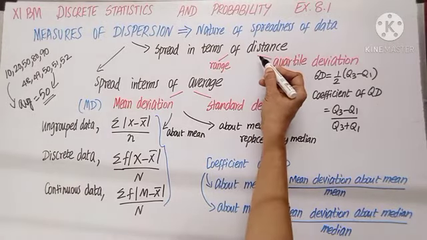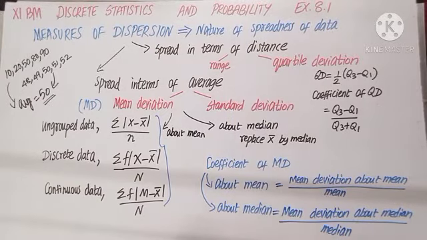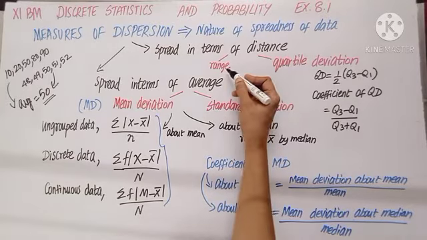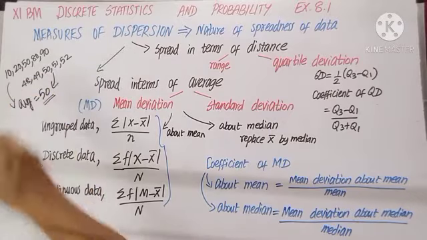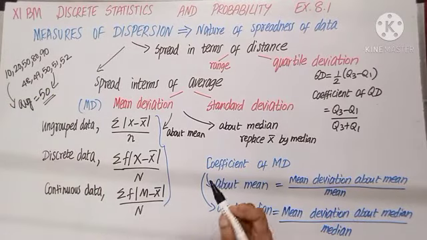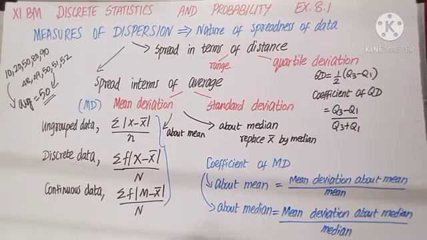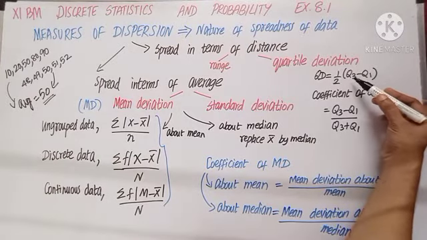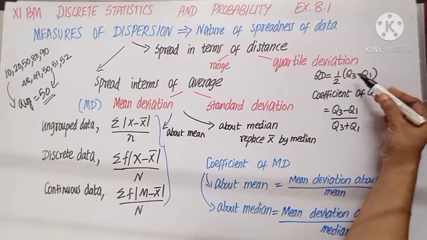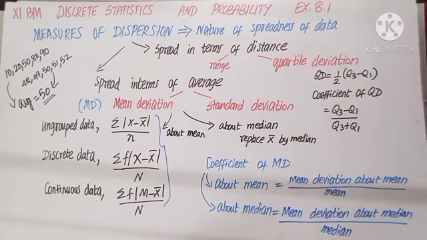Distance, when I say, is measured using range and quartile deviation. Range, we have studied in lower classes: the difference between the highest and the lowest. This year, we are going to concentrate on quartile deviation. The other name is interquartile range. We know the lower quartile is termed Q1 and the upper quartile is Q3. Find the difference and divide by 2, which gives us the quartile deviation.